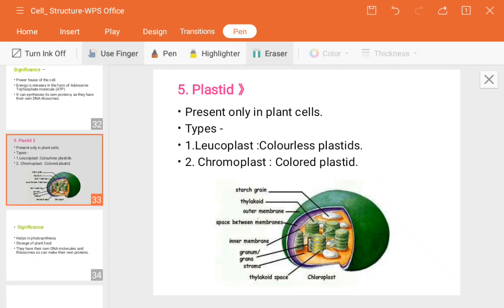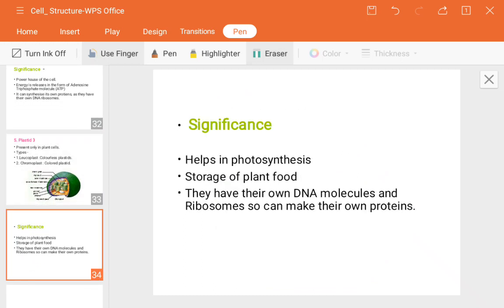Now, what is the significance? This is the last part. The chloroplast's importance: it contains a green pigment called chlorophyll, which helps in photosynthesis. With the help of carbon dioxide and water in the presence of sunlight and chlorophyll, the plant produces glucose, or carbohydrate molecules, and releases oxygen. This is the reaction of photosynthesis, which happens with the help of chlorophyll.